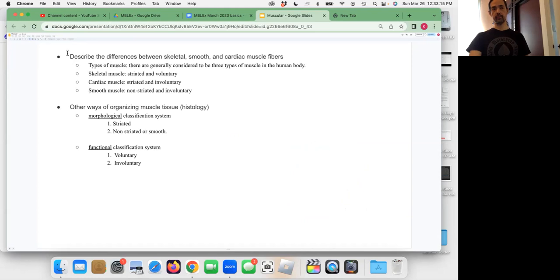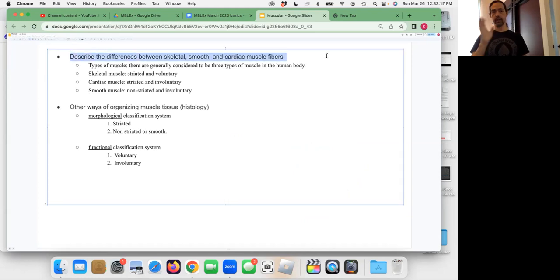And that's one of your objectives for the muscular anatomy and physiology section for the MBLEx: describing the differences between skeletal, smooth, and cardiac muscle fibers, right? Cardiac muscle fibers are striated and involuntary. Skeletal muscles are striated and voluntary. Smooth muscle are non-striated and involuntary.